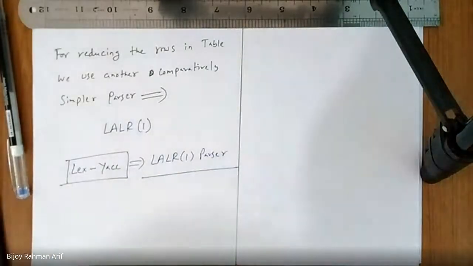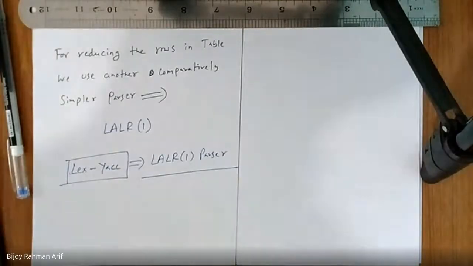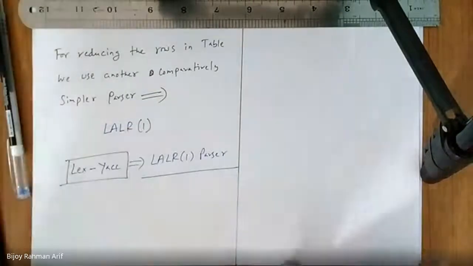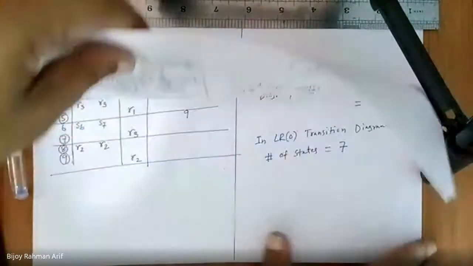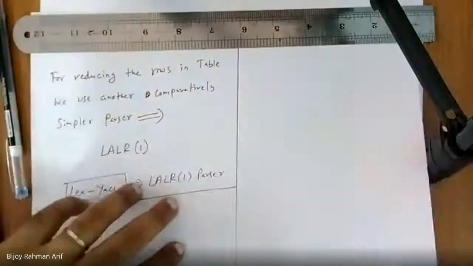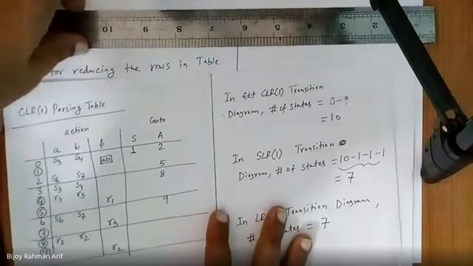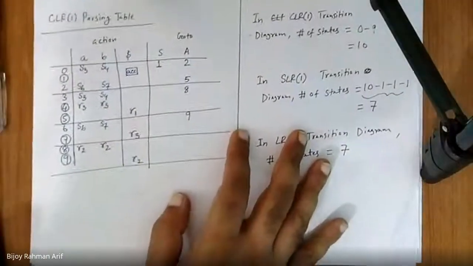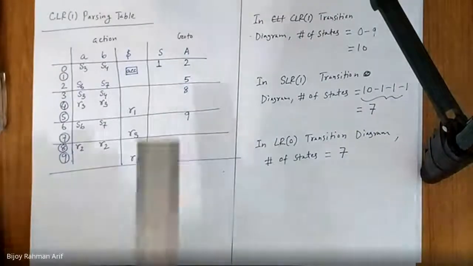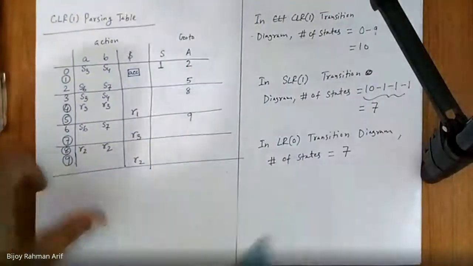Did you get it? Now, what is the LALR1 parser? LALR1 is very simple. If you know CLR1, LALR1 becomes very easy. What you are going to do is just write this table again.